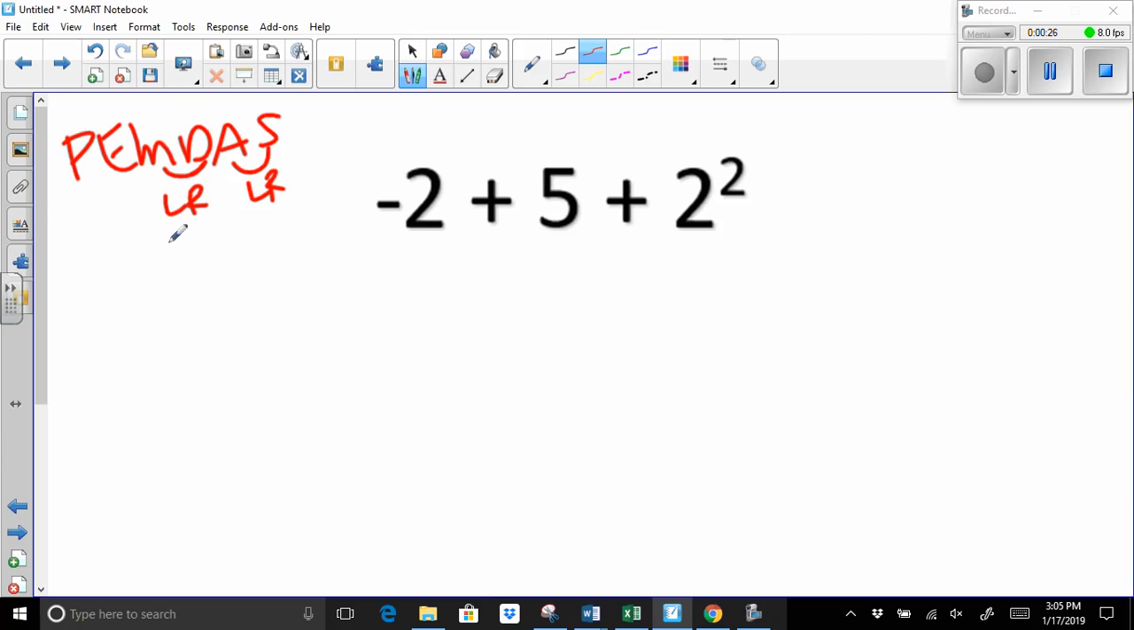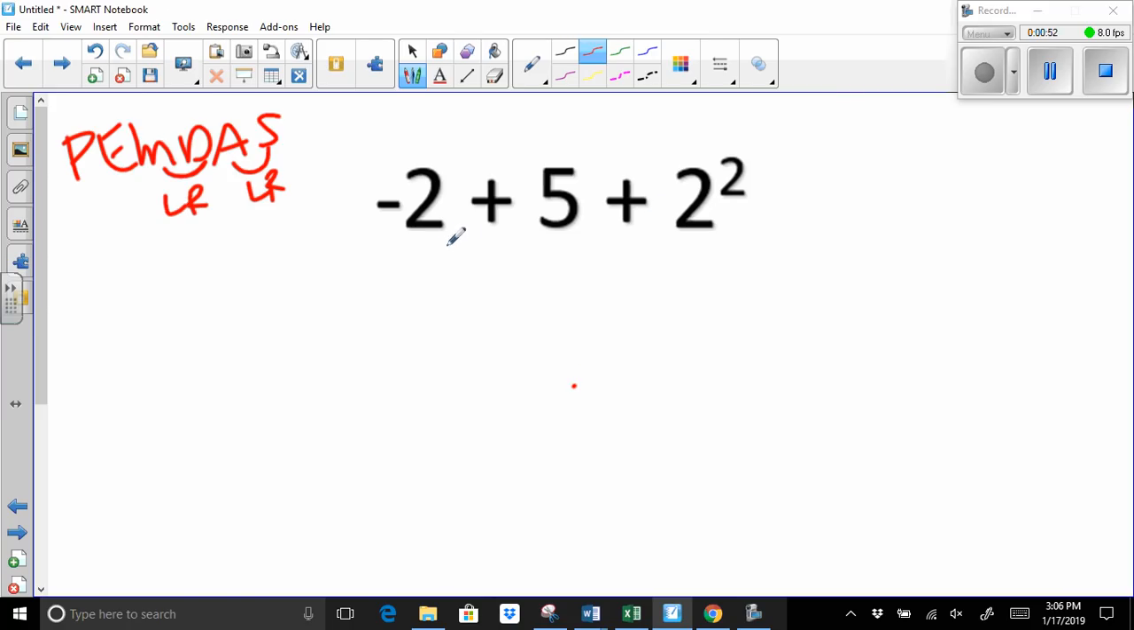So anytime we're dealing with order of operations, the first thing I want to look at is PEMDAS. PEMDAS stands for parentheses, exponents, multiplication or division, whichever comes first in the problem going from left to right, addition, subtraction, again, whatever comes first in our problem going from left to right. So let's go ahead and take a look at this problem and solve.